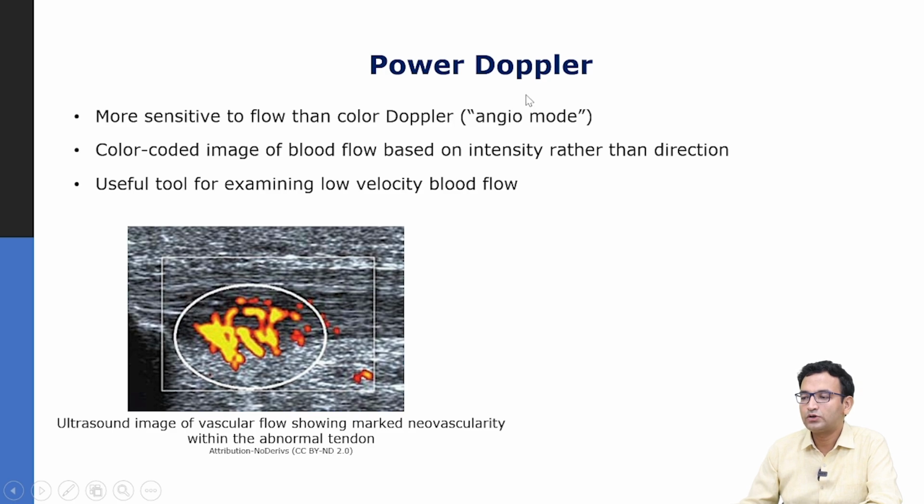Next is what is called the angio mode or the power Doppler. Here there is no information regarding the direction of flow, but it just tells you the regions which have flow.